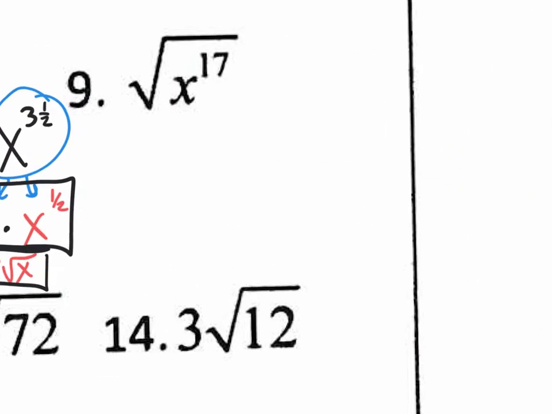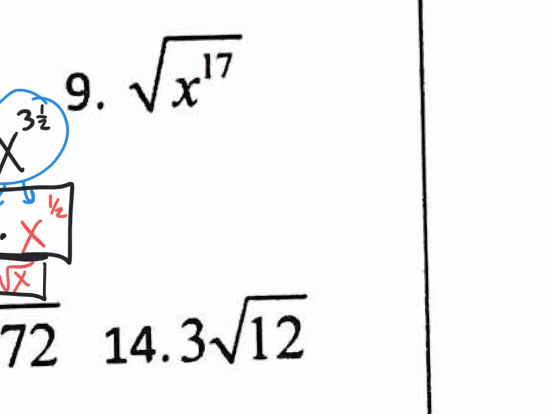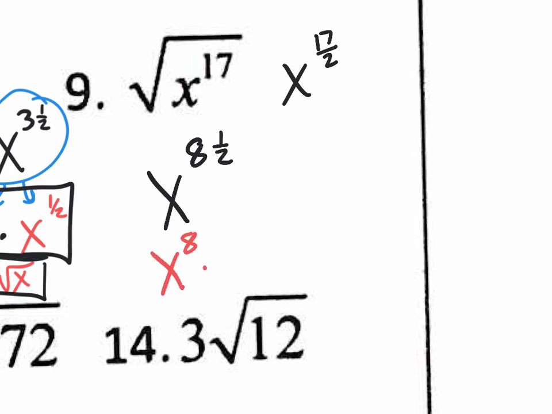Let's do number 9. So let's write it as a power over root. What do I write? X to the 17 over 2. And what is 17 divided by 2? X to the 8 and 1/2 power, right? So let's split the base, and what do I have? X to the 8 times x to the 1/2.